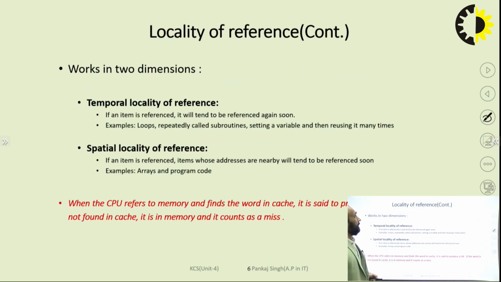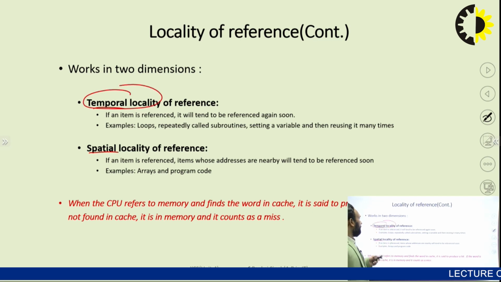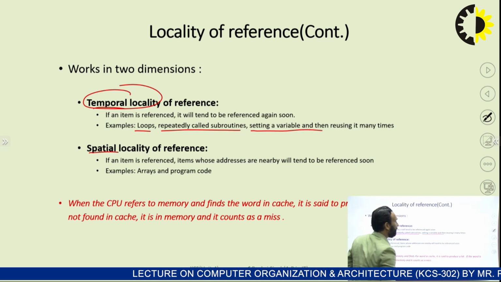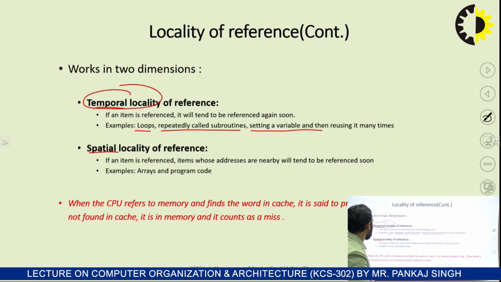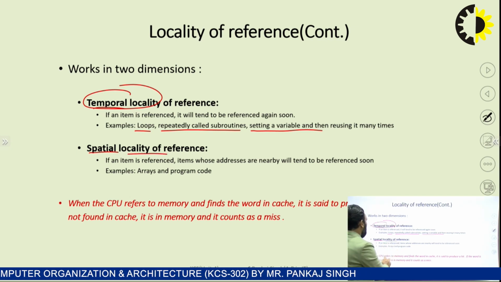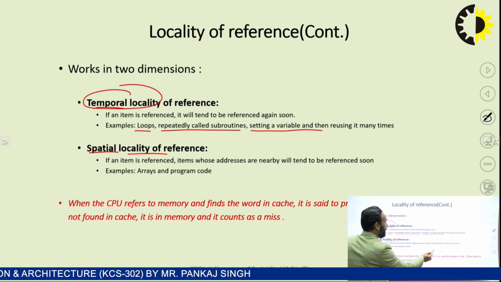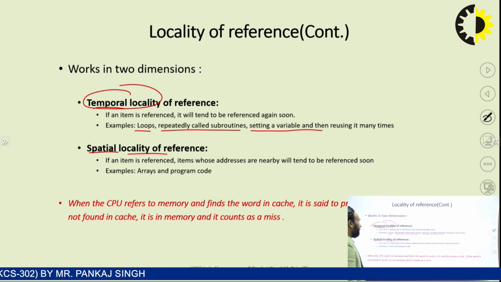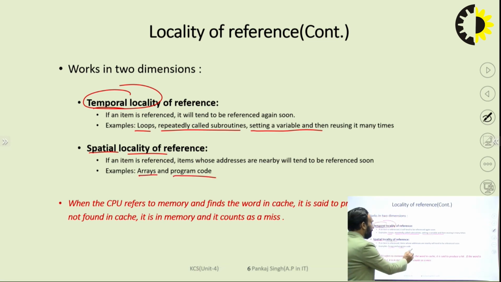After that, the types of locality of reference. It is of two types. There are some other classifications along with temporal and spatial, but if we talk in a broad spectrum, there are two types. Temporal locality is generally used for the program, or we can say the data required in a loop, repeatedly called subroutines, setting of variables and reusing them many times. And spatial locality: if any item is referred to, items whose addresses are nearby will tend to be referenced soon. Example: arrays and program code.